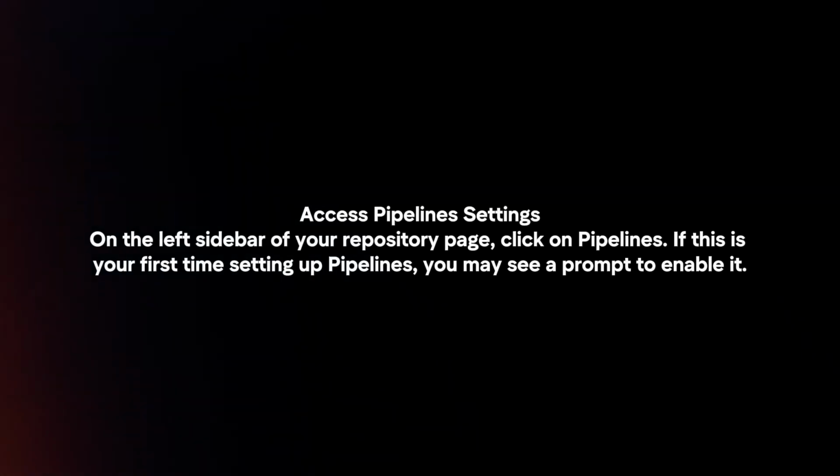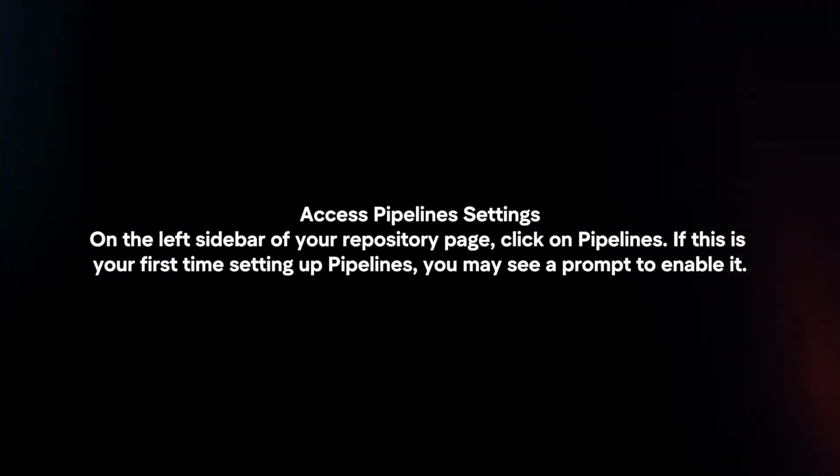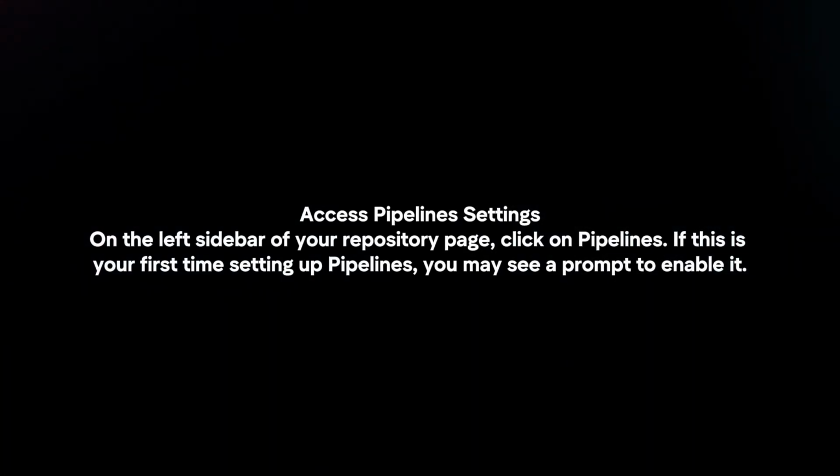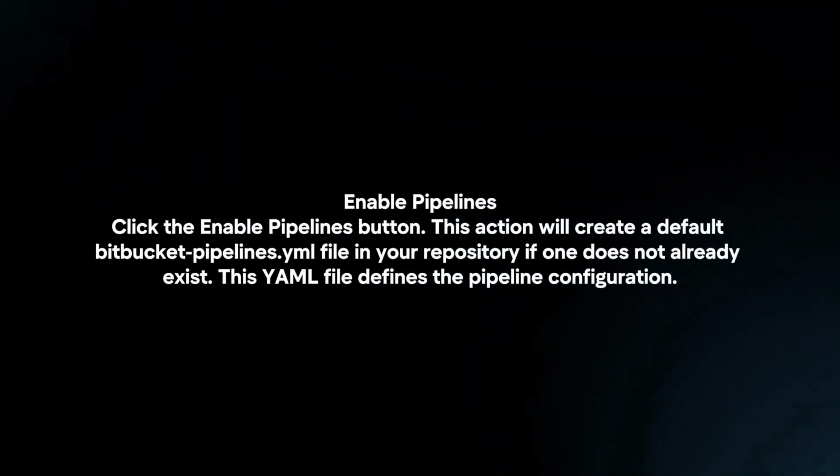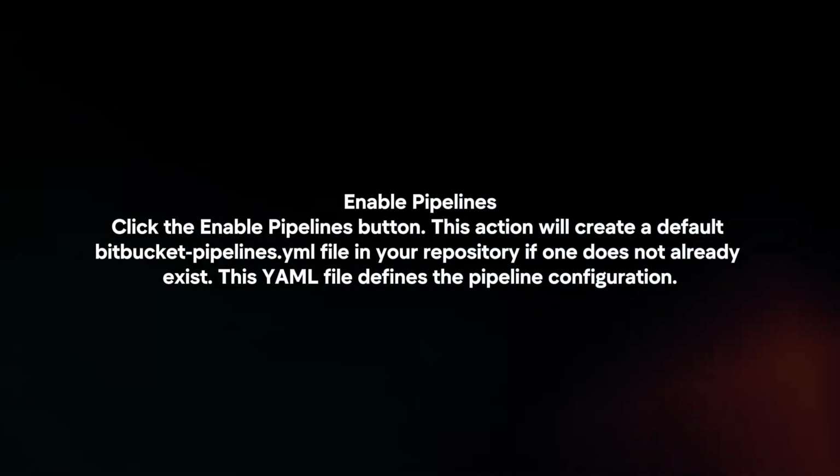Access Pipeline Settings. On the left sidebar of your repository page, click on Pipelines. If this is your first time setting up pipelines, you may see a prompt to enable it. Enable Pipelines. Click the Enable Pipelines button.